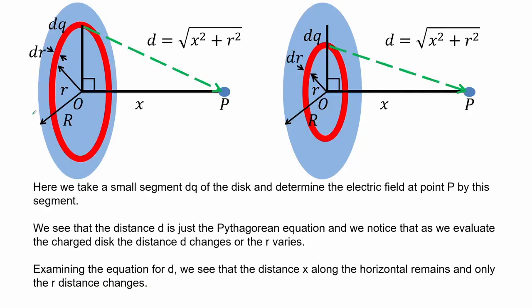Here we take a small segment dq of the disk and determine the electric field at point P due to the segment. We see that the distance d is just given by the Pythagorean equation, and we notice that as we evaluate the charged disk, the distance d changes as r varies. Examining the equation for d, we see that the distance x along the horizontal remains and only the r distance changes.